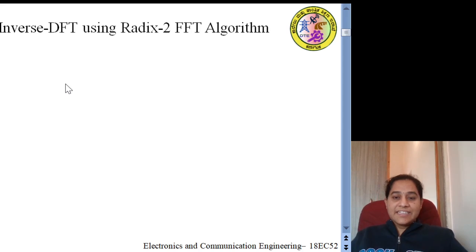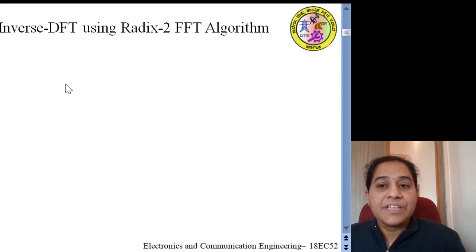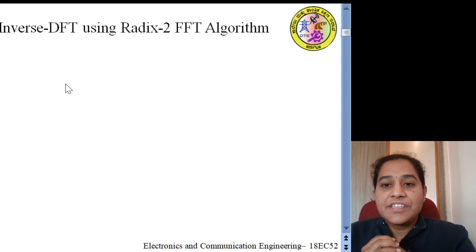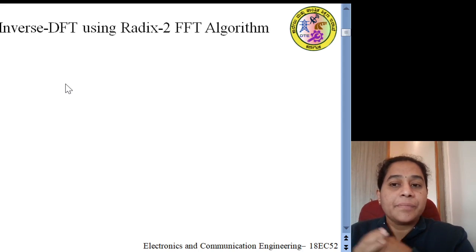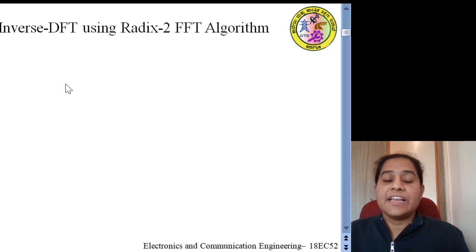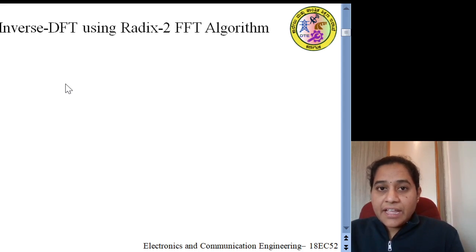First, let us consider inverse DFT using Radix-2 FFT algorithm. Basically, in the previous sessions, as we learned, the Radix-2 FFT algorithm is an efficient way of finding DFT, which comes under the divide and conquer approach for DFT calculations. DFT is a useful mathematical tool available in our digital signal processing.